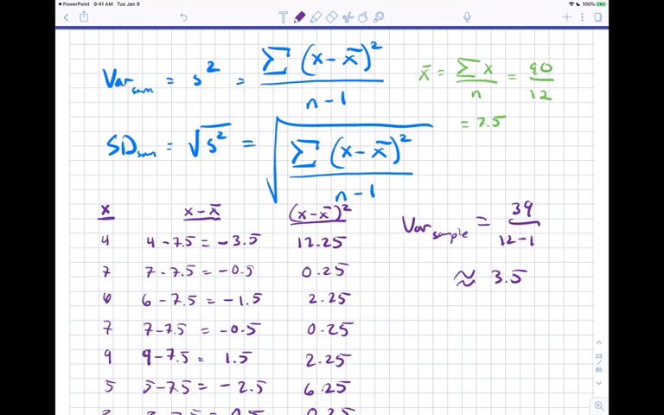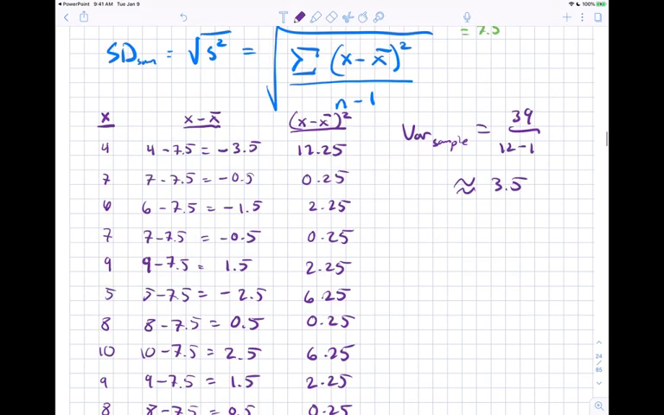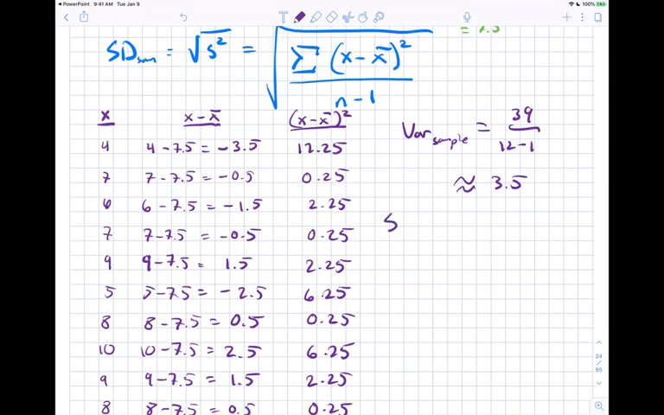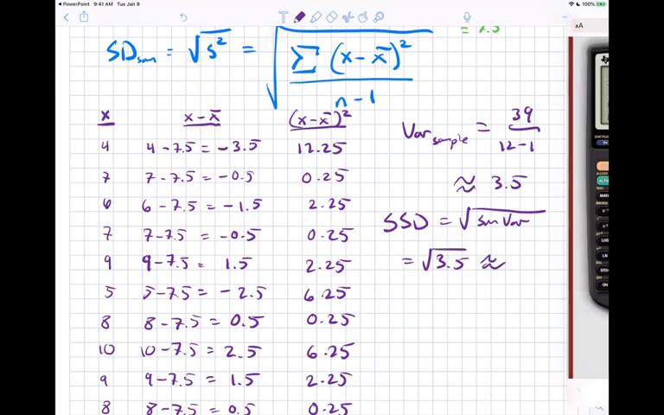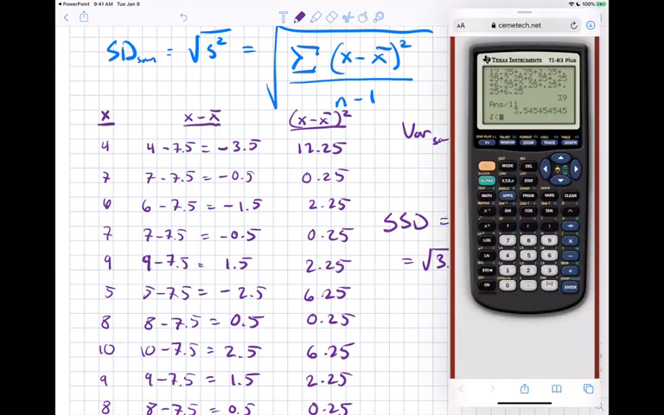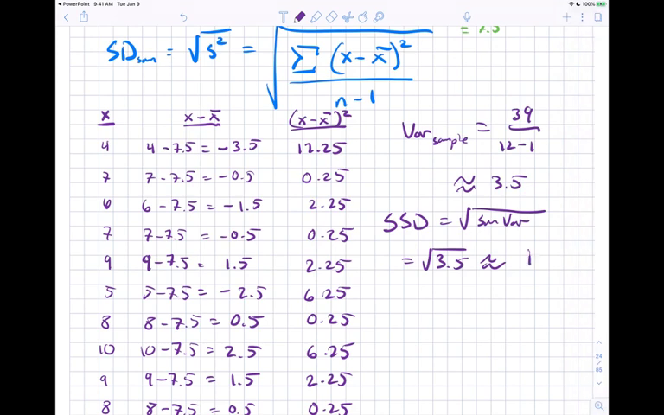That's the sample variance. And then the sample standard deviation is going to be the square root of the sample variance, which is the square root of 3.5, which is approximately, I'm going to hit square root of that answer, 1.88. I'm just going to say approximately 1.88. It's the standard deviation. Okay, so we got this for our variance. We got this for our sample standard deviation.